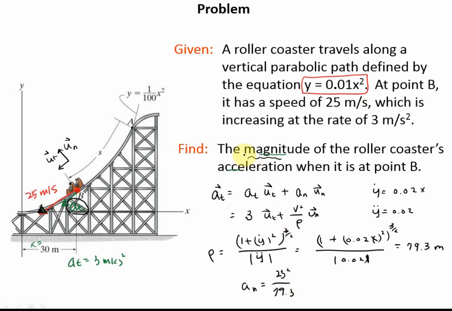This one asks you for the magnitude. That's why you have to look at the magnitude of a. So that is the square root of 3 squared plus 25 squared over 79.3, squared. This is the tangential component, this is the normal component, and the unit is meters per second squared.